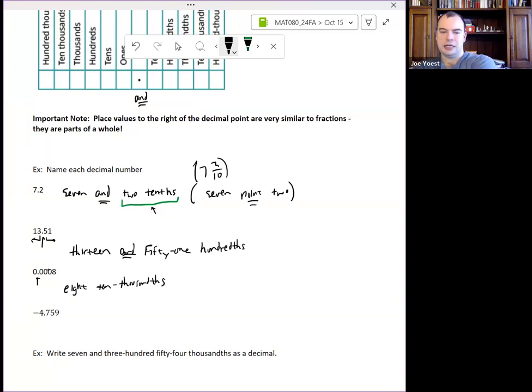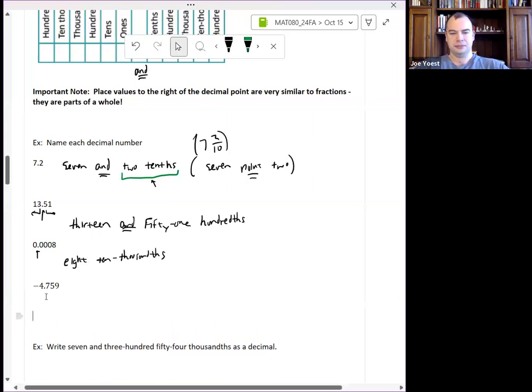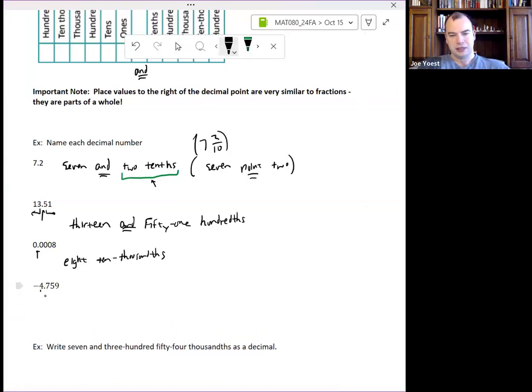So it's 8 10,000ths. And what about something like this? Well, I see that this is a decimal number, 4.759, but it has a negative sign in front of it. That negative sign kind of negates the whole number, takes the opposite of the whole number, so this is negative.